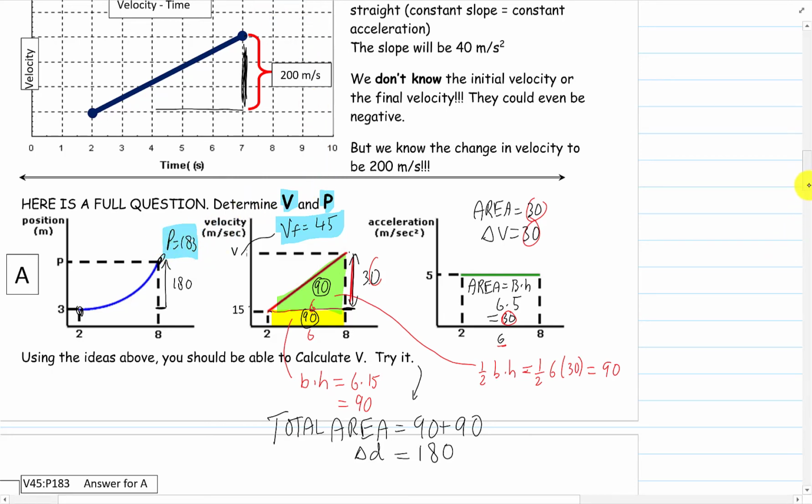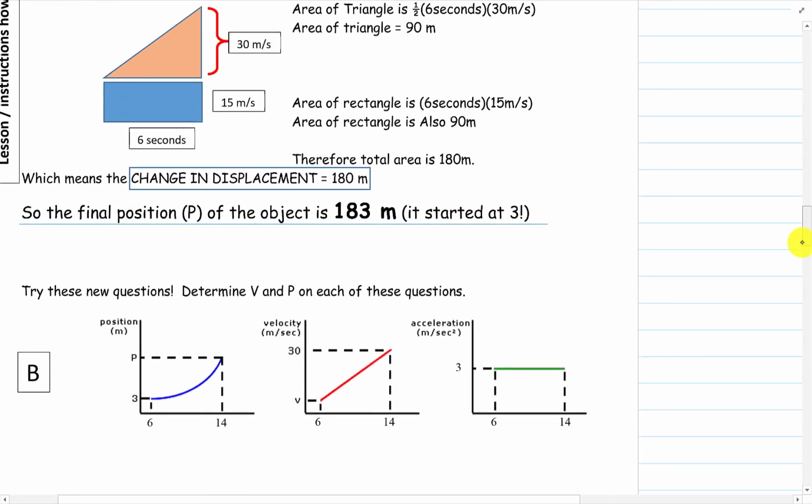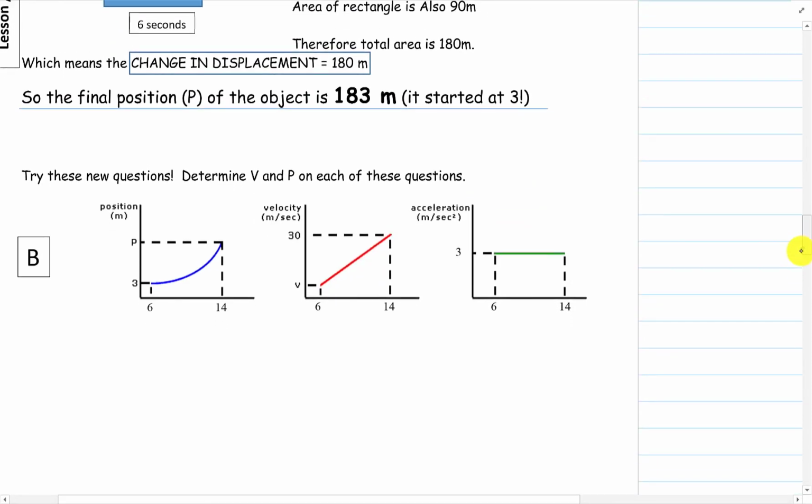Okay, pause it and try reading through it if you didn't follow it, and then try B, and then check to see if my answers for B are what you got. Did you pause it? Pause it. Did you get that this area right here underneath the acceleration time graph is a height of 3, base of 8? So it's 24, and that's the change in velocity, and that means this green triangle over here has a height of 24.